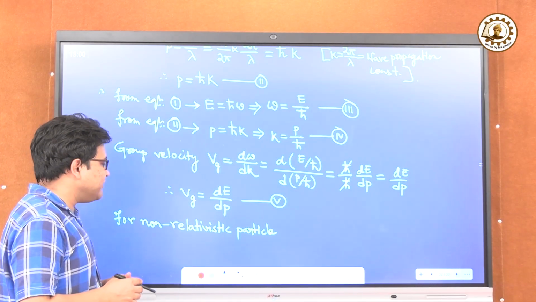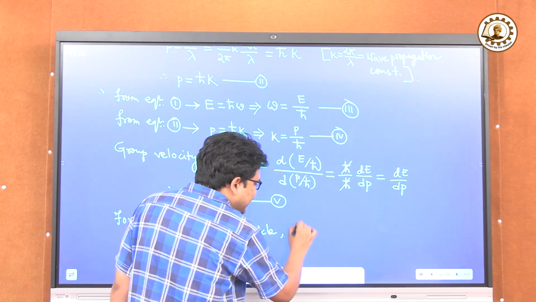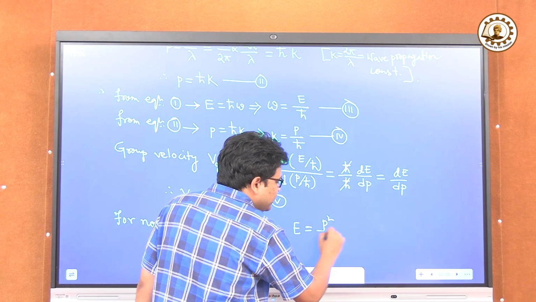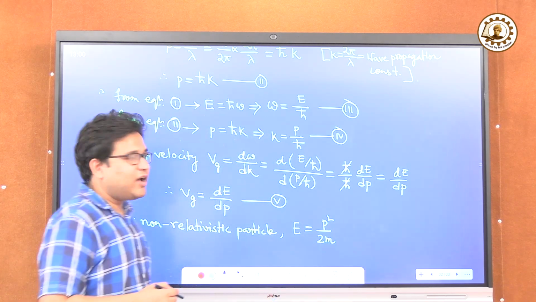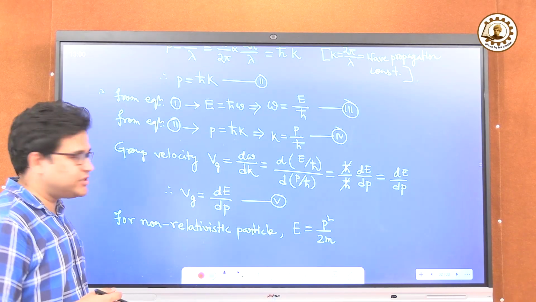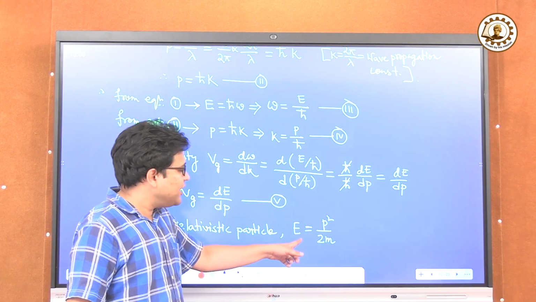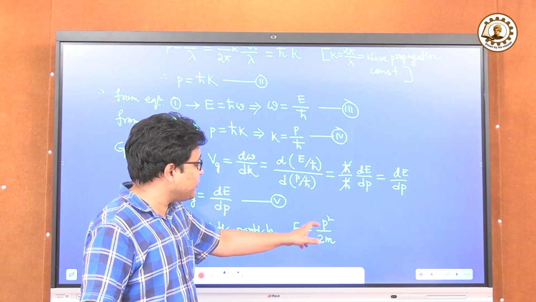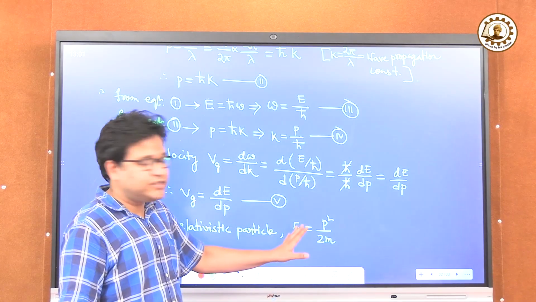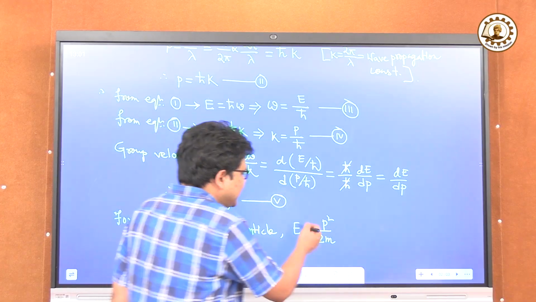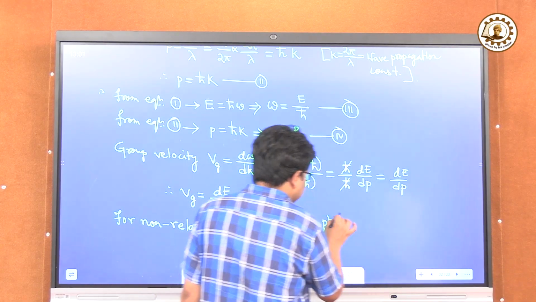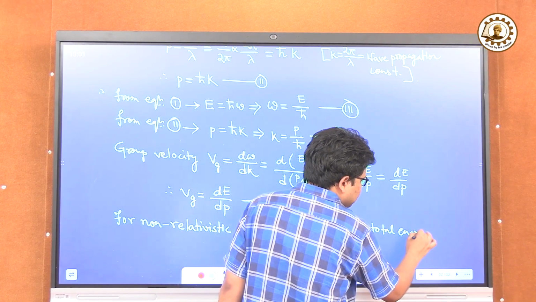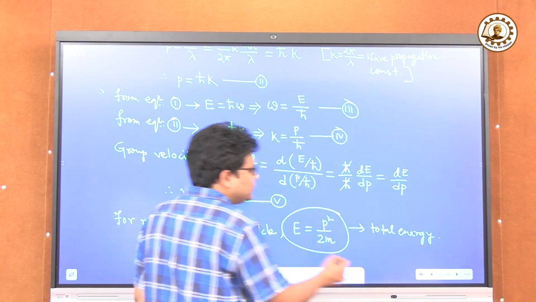Okay, so for non-relativistic particles, the total energy, that is capital E, is nothing but P square by 2m, where we have taken the potential energy equal to 0. So the total energy of the particle becomes the kinetic energy of the particle itself, P square by 2m. So this is the total energy of the particle.